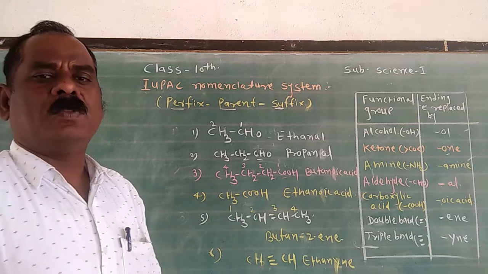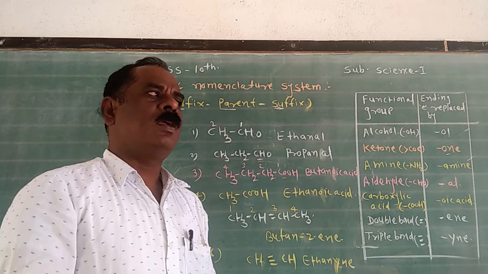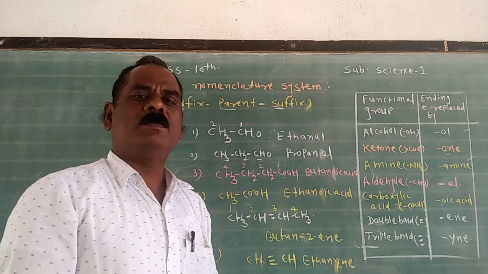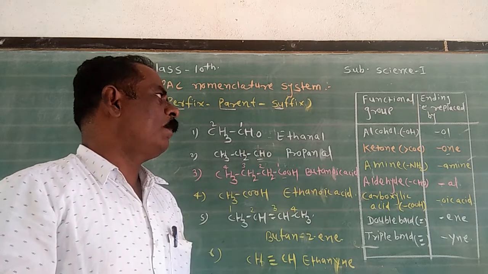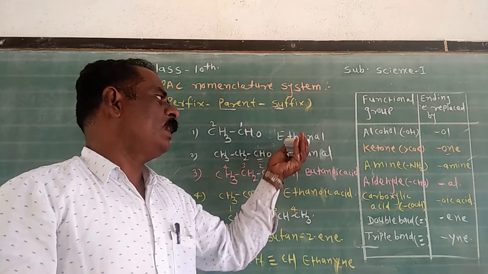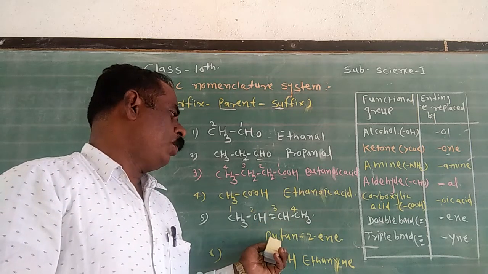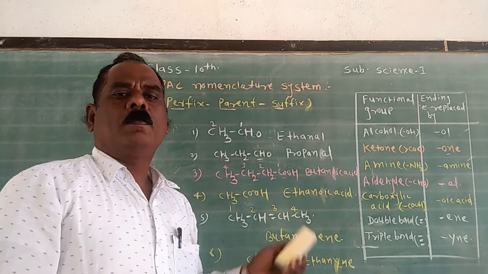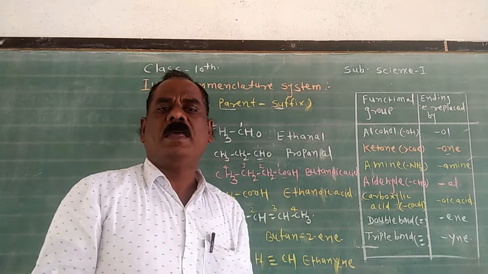Questions may be asked in the examinations: write the IUPAC name of the following compound, or sometimes the name of the compound is given and you must write its structure. For example, write the structure of ethanol, write the structure of ethanoic acid, or butane-2-ene, pentane-1-ene. Such types of questions may be asked in the examination.